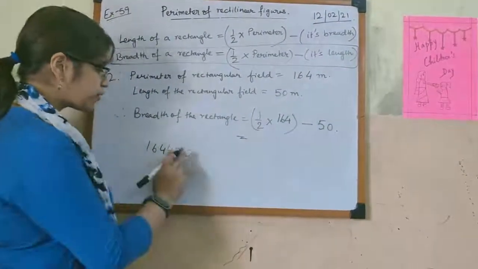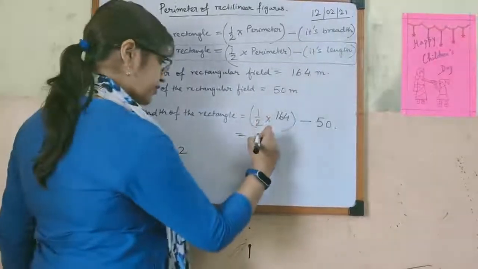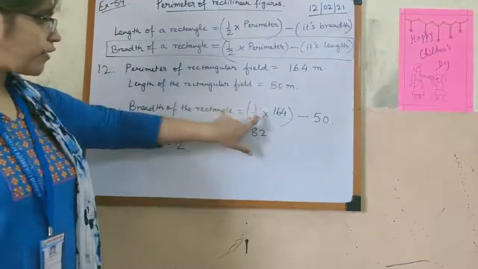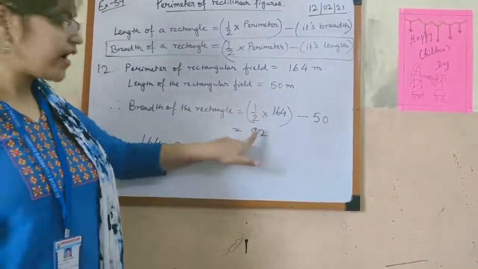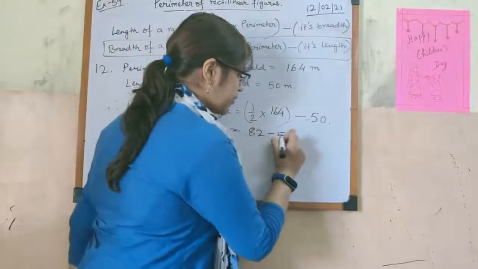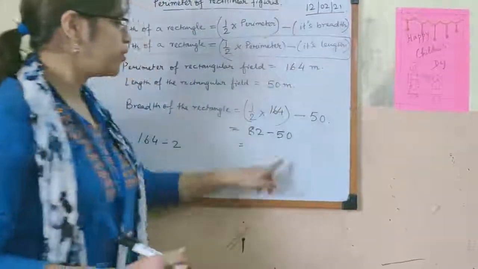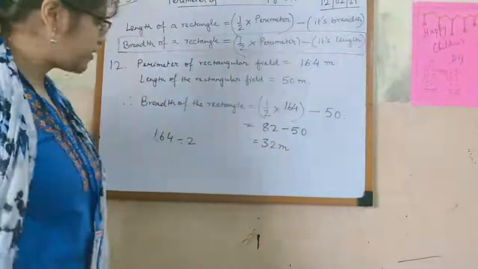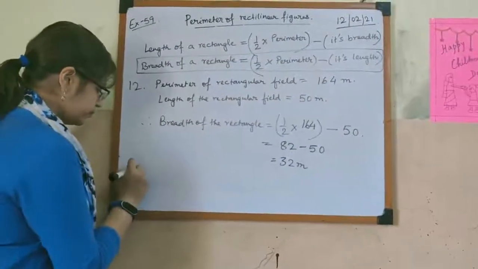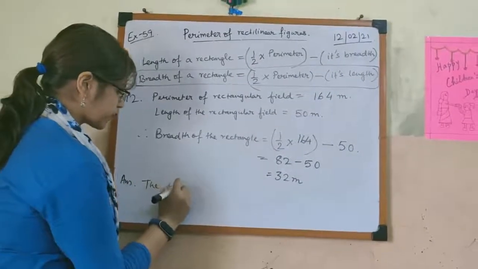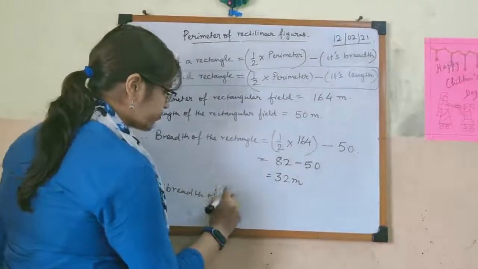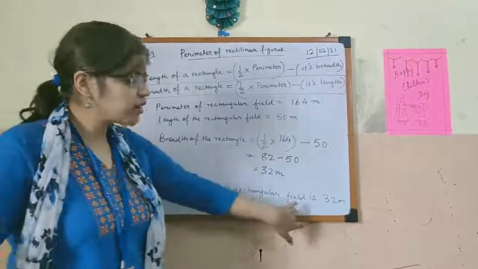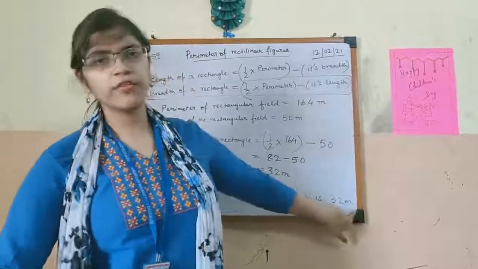Now half into 164 means 164 divided by 2. If you divide this, you will get how much? 2 8 16 and 2 2 4. So that means 82. So half into 164 is 82. So 82 now minus 50. That will give you 32 meter. So we can write the answer as: the breadth of the rectangular field is how much? 32 meters. So we have found this.